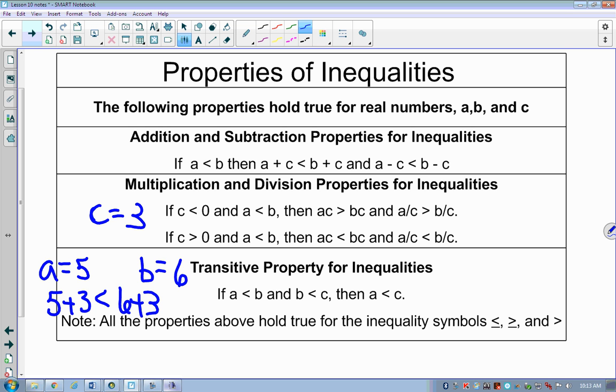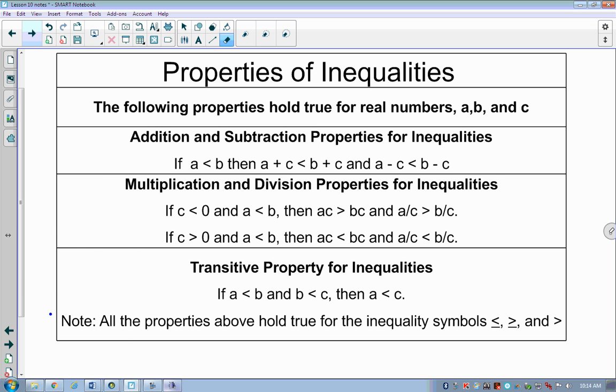So as long as A is less than B, if I add the same thing to both of those, I'm still in the same ballpark, okay? And vice versa, it's also true of subtraction, because 5 minus 3 is still smaller than 6 minus 3. Well, 5 minus 3 is 2, 6 minus 3 is 3. It's still less than. Okay? So if A was smaller than B before, if I add or subtract the same thing from both sides, my inequality symbol does not change directions. Okay?